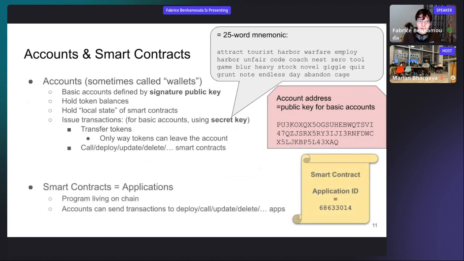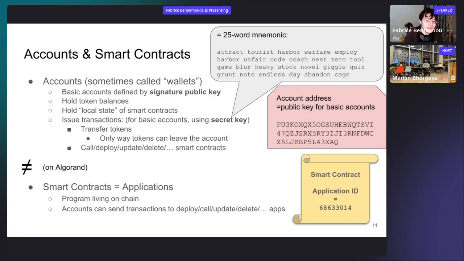So that's on Algorand. This is an account. Now, a smart contract on Algorand is really a program living on the chain, and an account can be used to send transactions to interact with the smart contract. And so on Algorand, the account and the smart contract are different. Like if you are talking about Ethereum, actually they are the same.